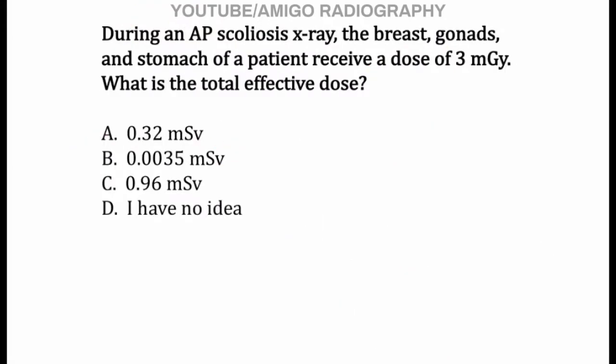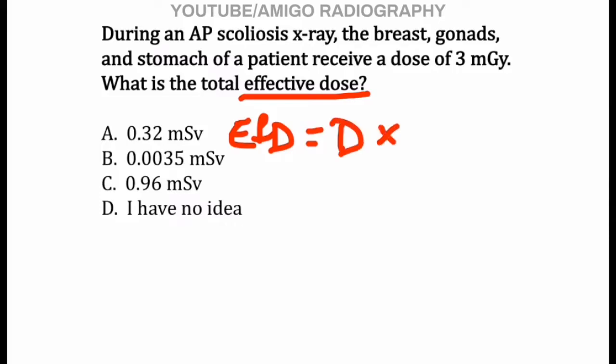Here's another question. During an AP scoliosis x-ray, the breast, the gonads, and the stomach of a person receive a dose of 3 milligray. What is the total effective dose? So once again, we're needing to measure the effective dose here. So we'll write down our formula for calculating effective dose. It's equal to the absorbed dose, which in this case is 3 milligray, multiplied by the radiation weighting factor multiplied by the tissue weighting factor.